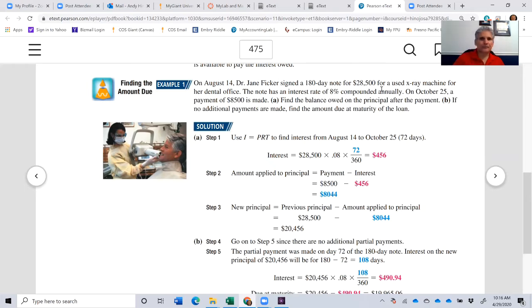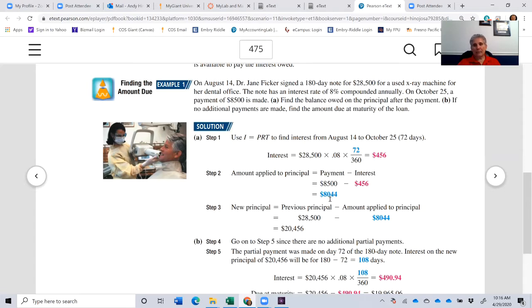So when she makes that payment of $8,500, it has to be divvied up between how much is going against interest and how much is going against the principal. To figure out how much is applied to the principal, we already know the interest amount is $456. We take the $8,500, the total payment, and subtract from that the interest that was accrued, $456. So $8,500 minus $456 leaves $8,044. That amount is going to be applied against the principal.